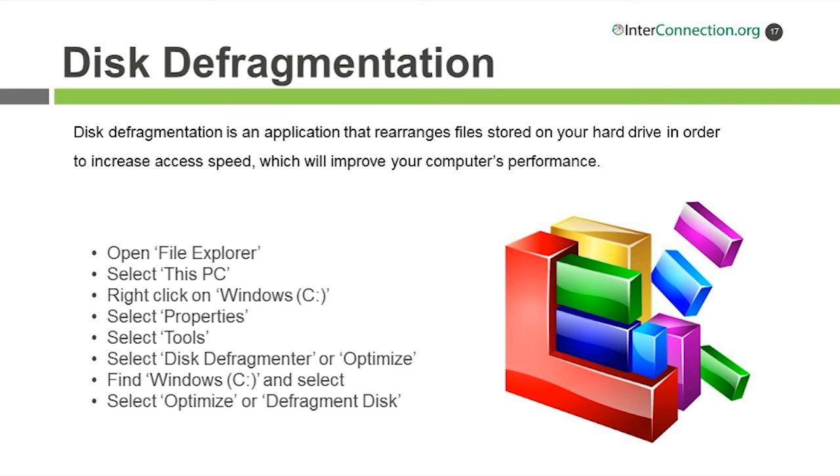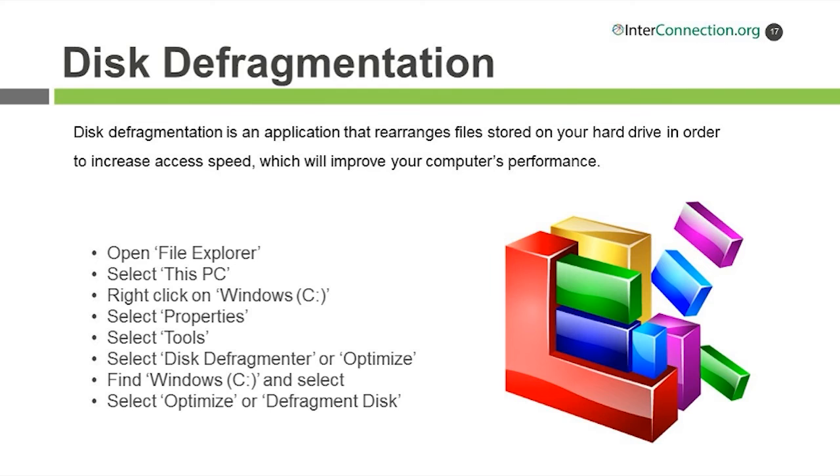So I've listed instructions on here for everyone to find the disk defragmentation program. File Explorer, this PC, and then right-click on Windows C and go down to the bottom of the box and select Properties, and that'll pop up with a new box. Within that new box, you can select Tools, and on that Tools tab, you'll have Disk Defragmenter or Optimize. Just depends on whether you're on Windows 7 or Windows 10. And once you select that, it'll pop up with the Disk Defragmentation program, and you'll see all of your drives available to you.